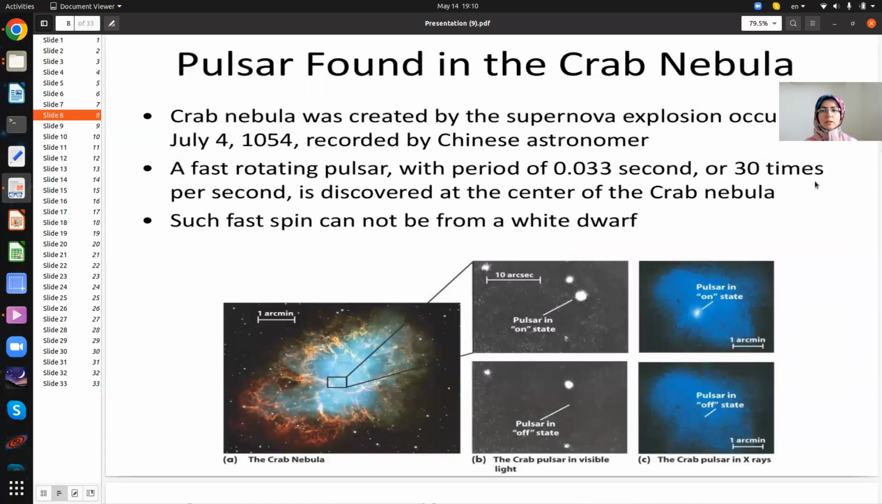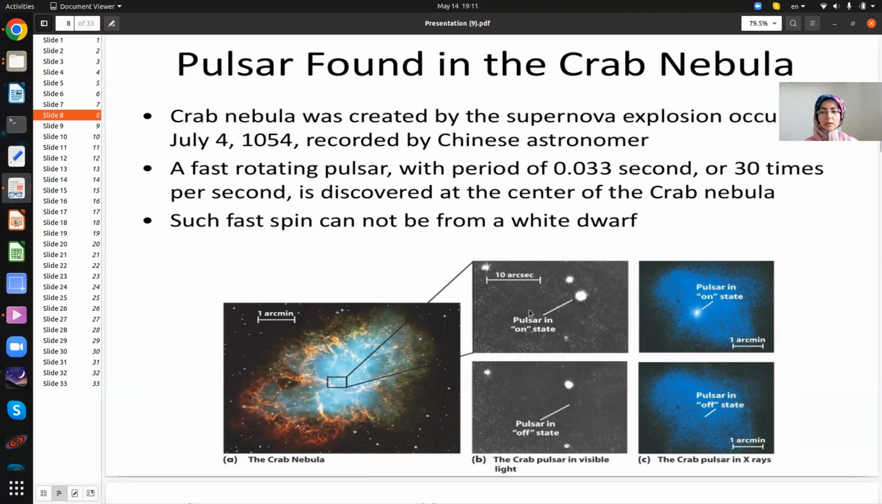Pulsar found in the Crab Nebula. The Crab Nebula was created by the supernova explosion that occurred on July 4th, 1054, recorded by Chinese astronomers. A fast rotating pulsar with a period of 0.033 seconds, or 30 times per second, is discovered at the center of the Crab Nebula. Such fast spin cannot be from a white dwarf.